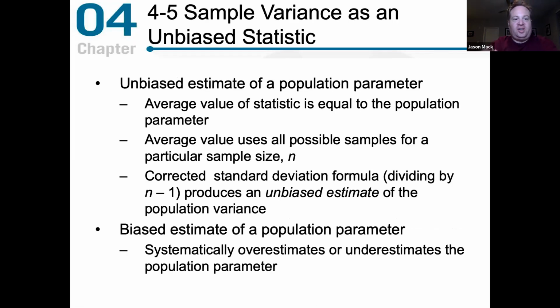So sample variance is an unbiased statistic, an unbiased estimate of the population parameter. The average value of a statistic is equal to the population parameter. The average value uses all possible samples for a particular sample size, n. The corrected standard deviation formula, dividing by n minus 1, produces an unbiased estimate of the population variance. A biased estimate of a population parameter systematically overestimates or underestimates the population parameter.